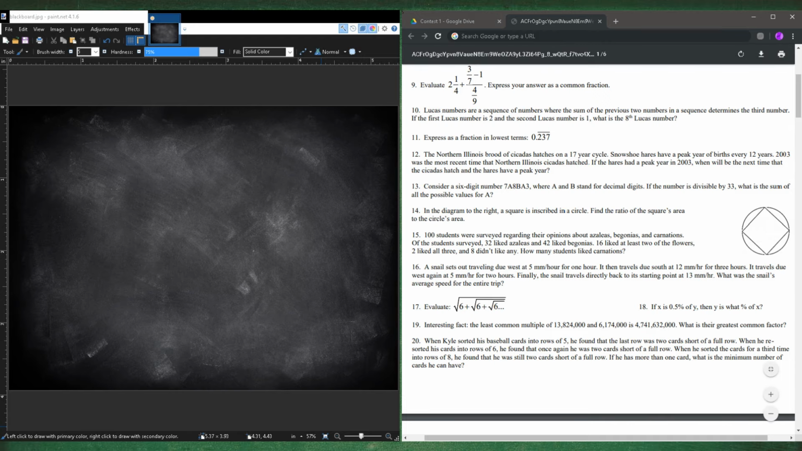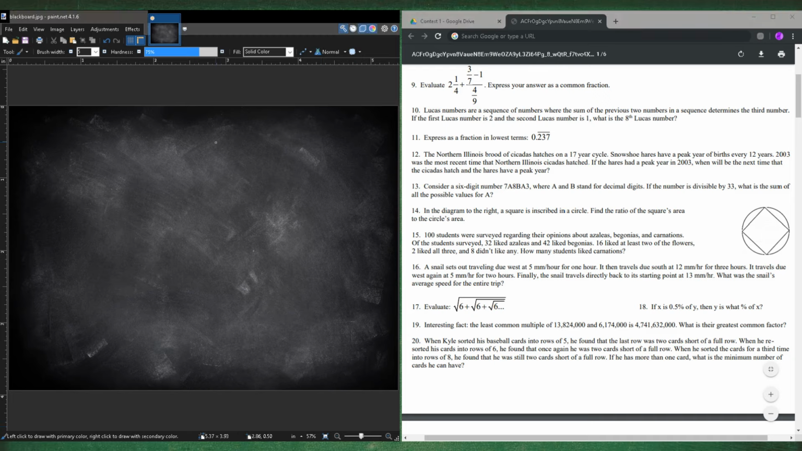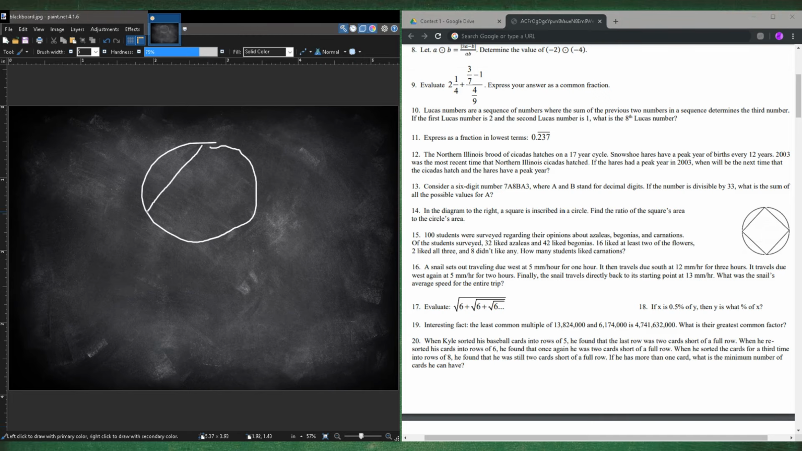In the diagram to the right, a square is inscribed in a circle. Find the ratio of the square's area to the circle's area. So basically, let's just draw this picture out. So we have a square. Sorry if the picture is not the best. Let's label the square's side length x, right? So the area of the square is x squared.